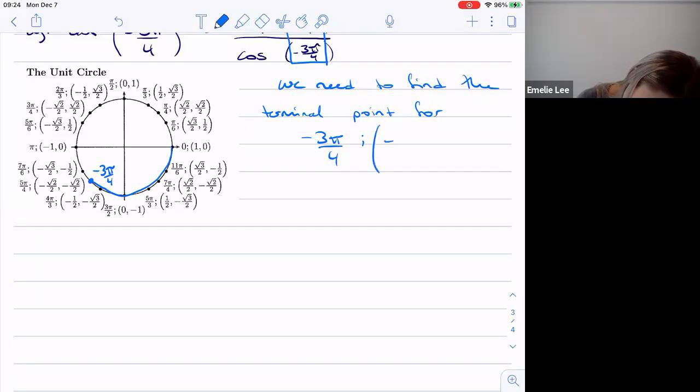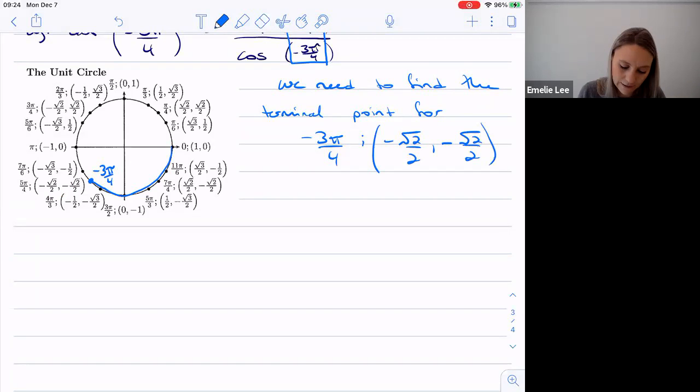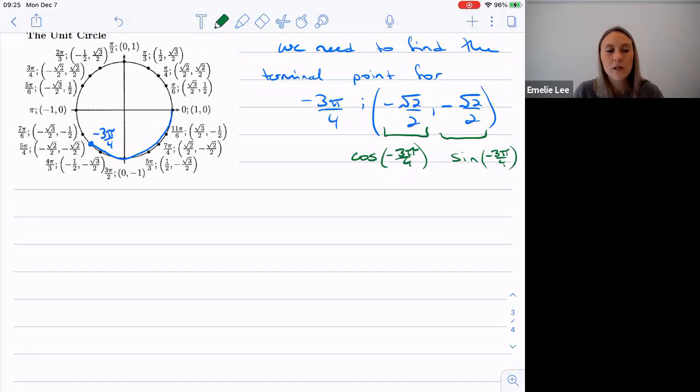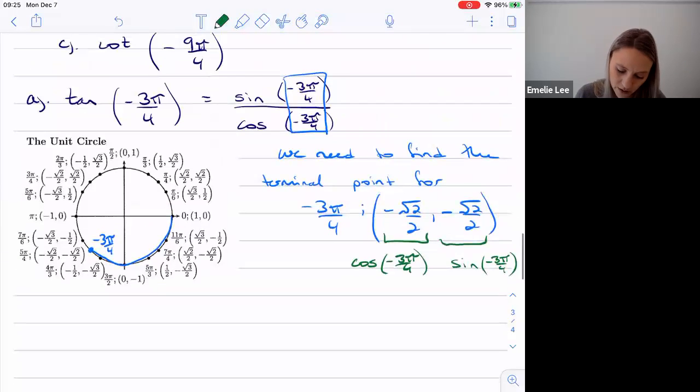So I'll just indicate it like this: negative root 2 over 2, negative root 2 over 2. Okay. So this is the cosine of negative 3 pi over 4, and this is the sine of negative 3 pi over 4. Now I can just plug in those values. Sine of negative 3 pi over 4, I'm going to replace it with negative root 2 over 2, and same thing with the cosine of negative 3 pi over 4. I'm going to replace it with negative root 2 over 2.